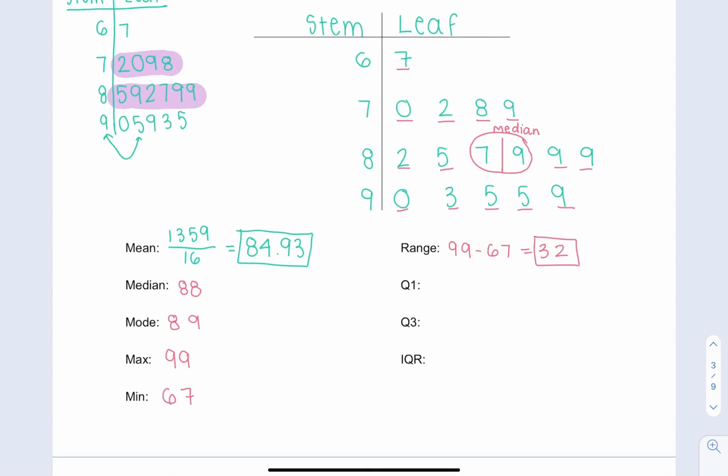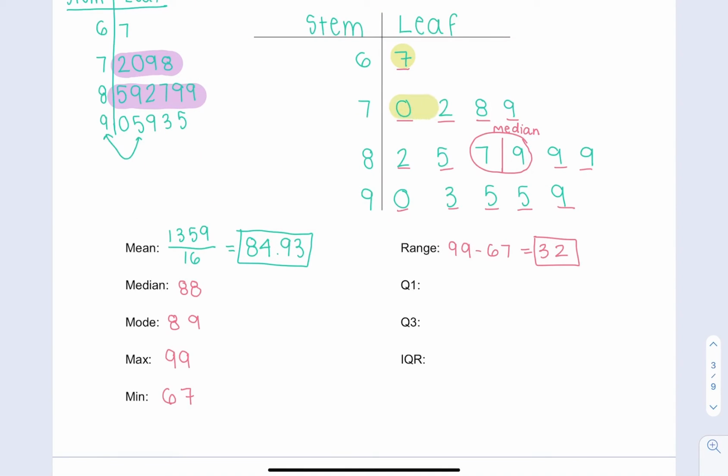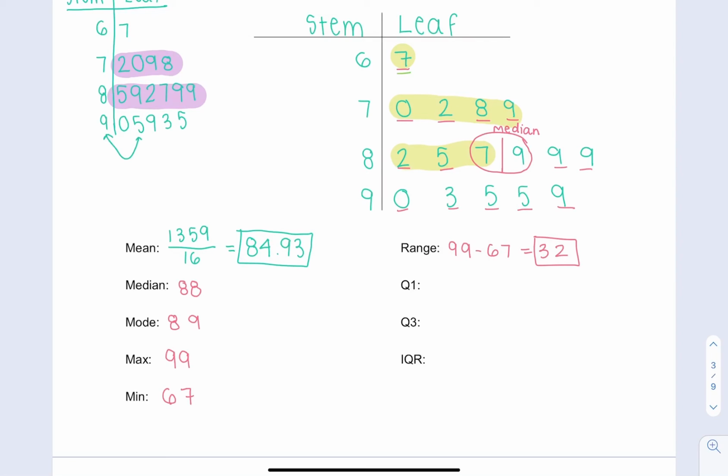And now I have to find Q1 and Q3. So it might be helpful for you to highlight the lower half of the data for Q1. So I cross off 1, then here, and now I end up with 2 numbers again. So this is Q1, which is halfway between 78 and 79, which you can either find the average or just reason out yourself and know that that's 78.5.